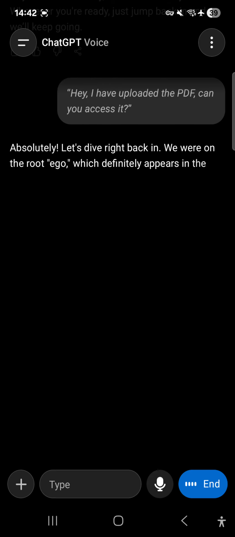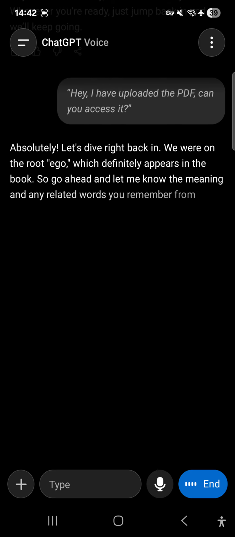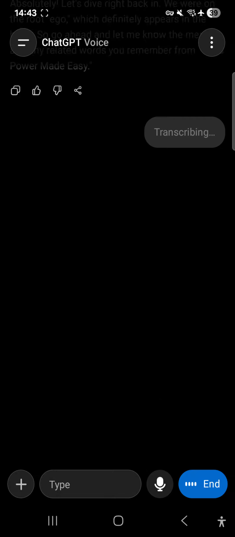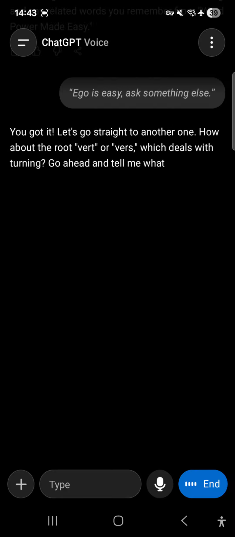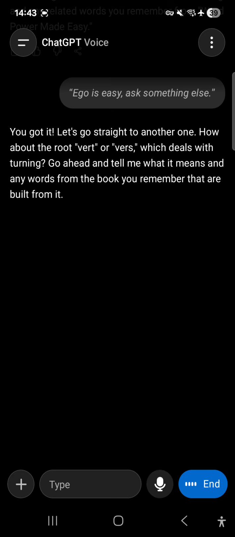We were on the root ego, which definitely appears in the book. So go ahead and let me know the meaning and any related words you remember from Word Power Made Easy. Ego is easy. Ask something else. You got it. Let's go straight to another one. How about the root vert or verse, which deals with turning? Go ahead and tell me what it means, and any words from the book you remember that are built from it.